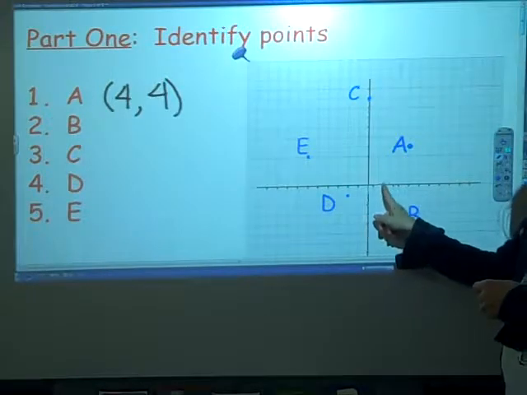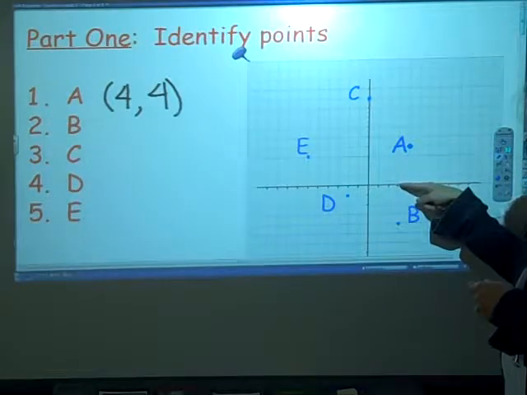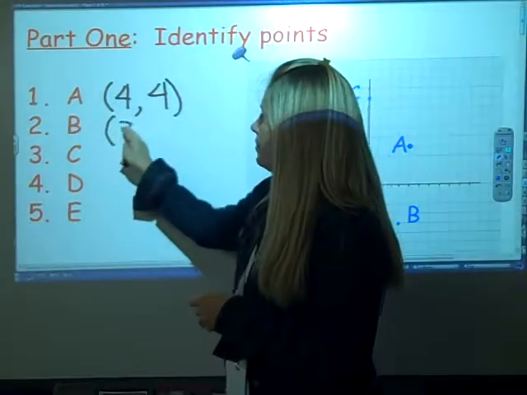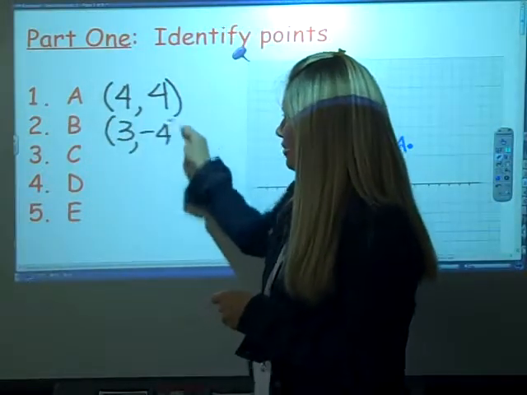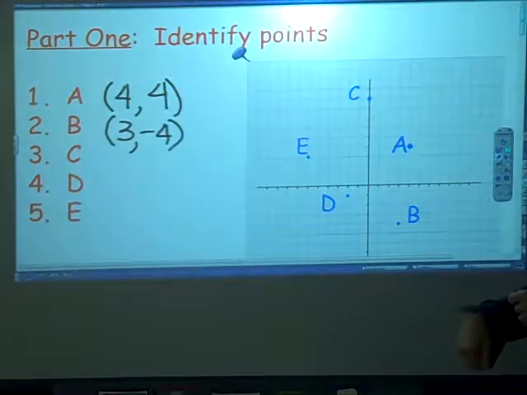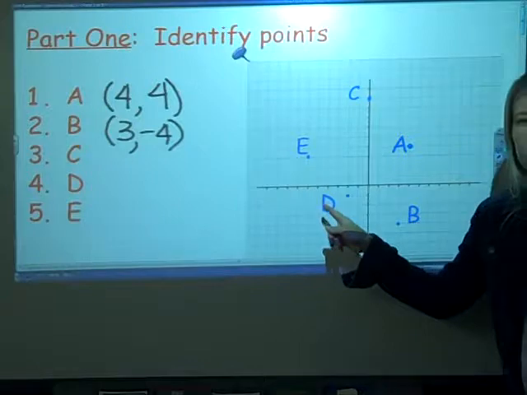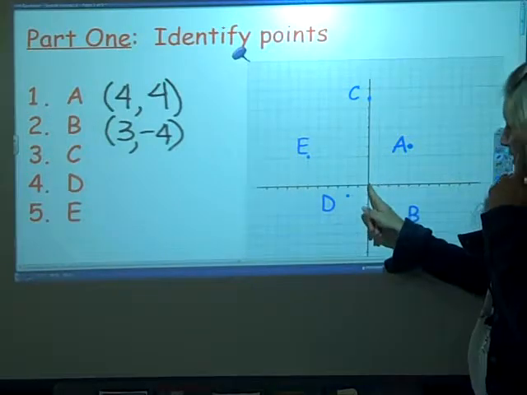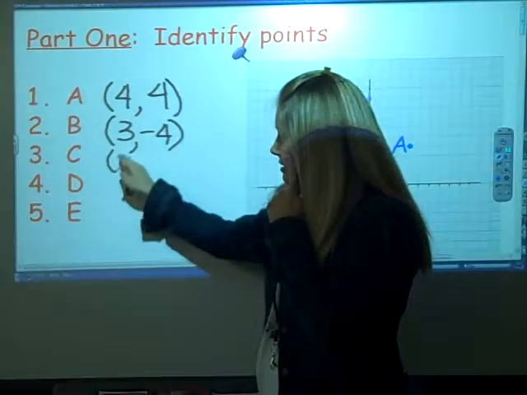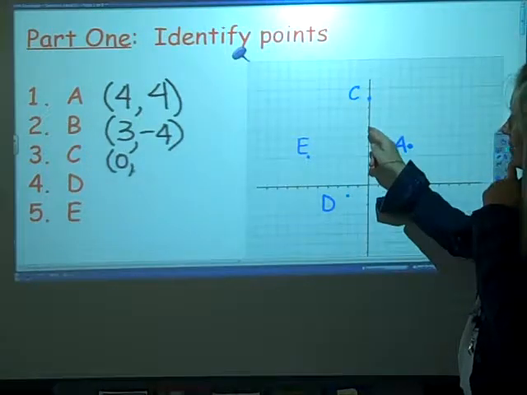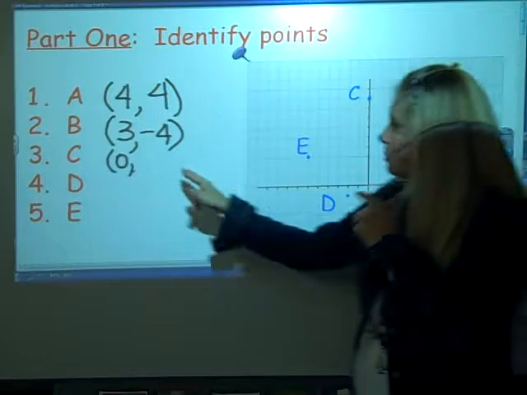B, over 3, to the right. Then down 1, 2, 3, 4. So 3, down 4. C, we do not go left or right, so you need to think about that. That means it's at 0 for your x, but you go up 1, 2, 3, 4, 5, 6, 7, 8, 9 places.